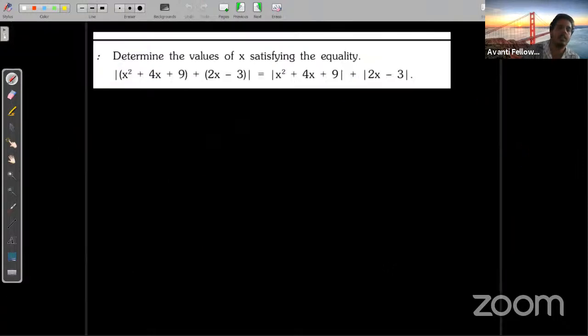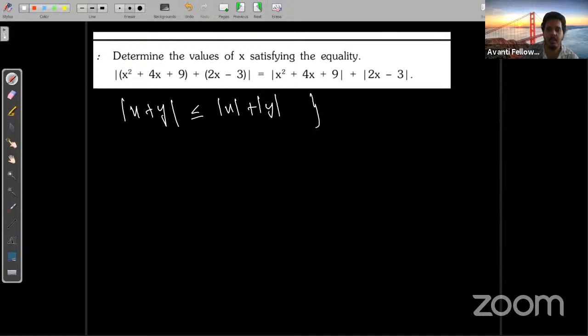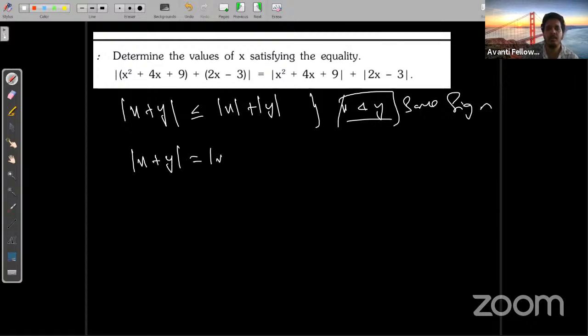Okay, very good. So what is the next question he has given to us? We have an inequality, right? Mod of x plus y is always less than or equal to mod x plus mod y. Equality happens when x and y are of the same sign. So when can you say mod of x plus y is equal to mod x plus mod y? When x and y are of the same sign.